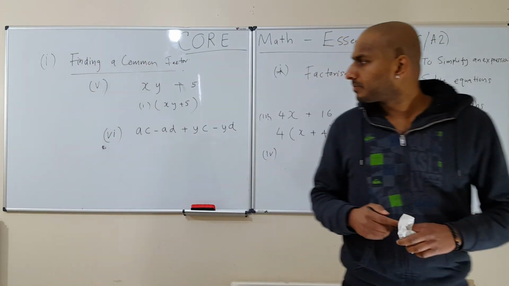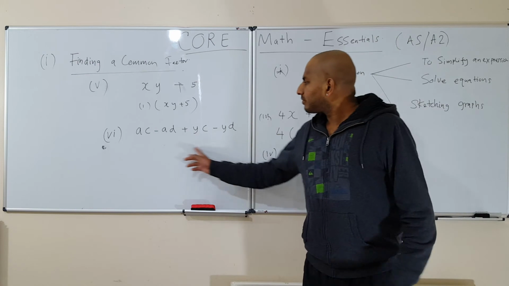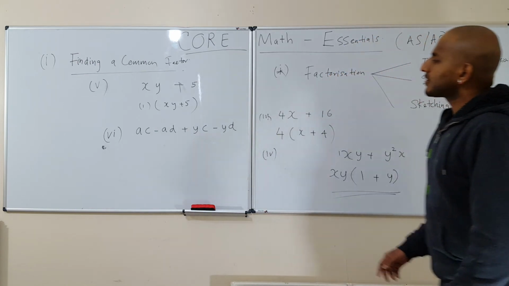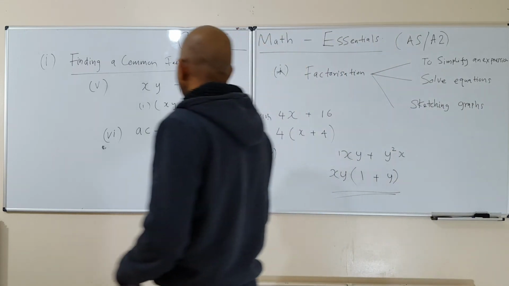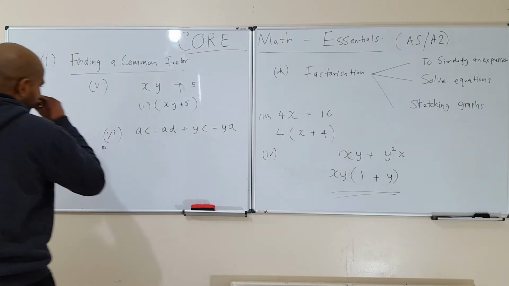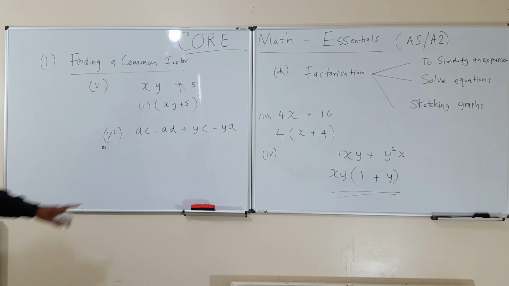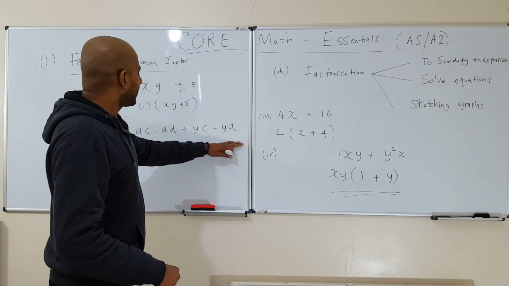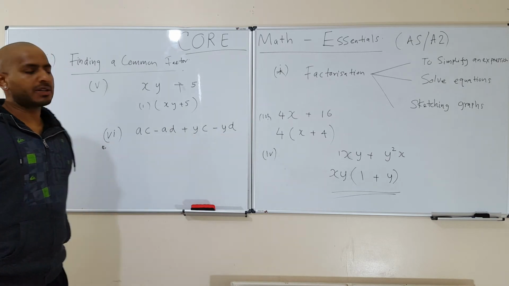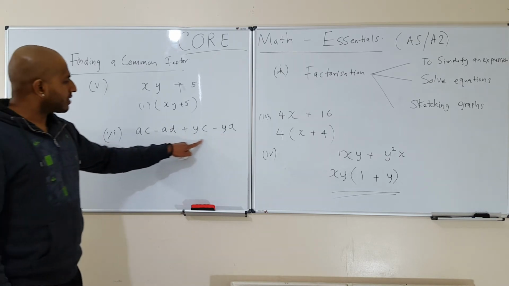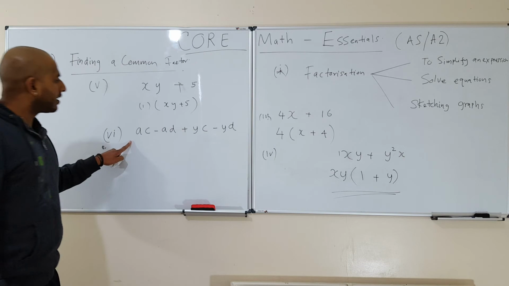What do you think? Can we factorize this? Think about it a bit. So, we can see whether there's a common factor. We have 4 terms here: 1, 2, 3, 4. But if you look into the 4 terms, there are no common factors across the board, isn't it?